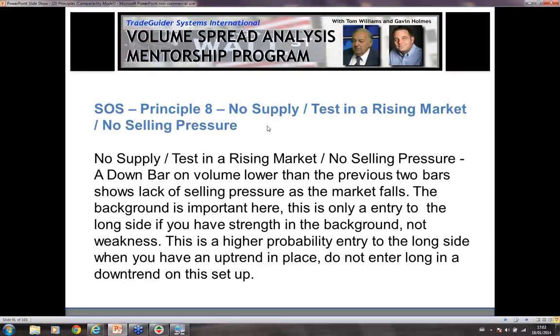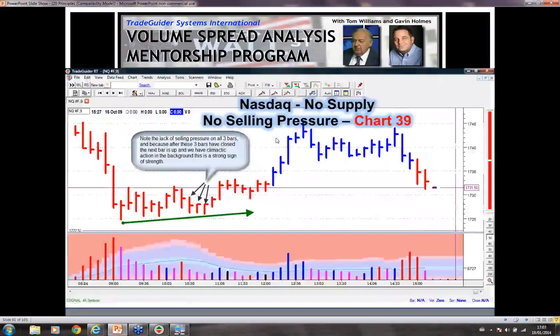So it's a higher probability entry to the long side when it's in an uptrend. Do not enter long trades in a downtrend on this setup, all right? So if your market's trending down, you see a test in a rising market, as the market bounces maybe because it's got a retracement, you're not going to trade it. We're only going to trade this when you've got strength in the background.